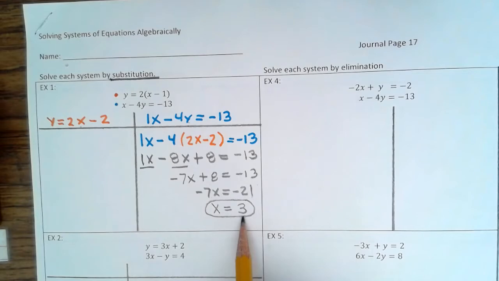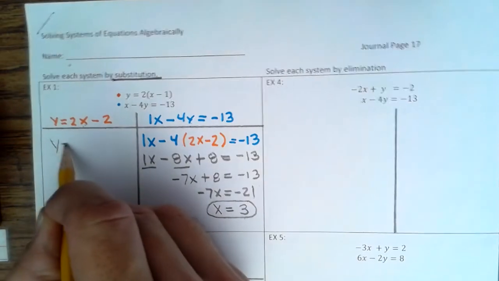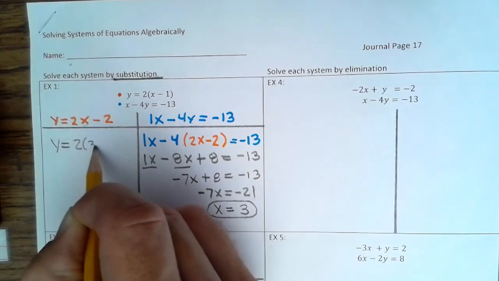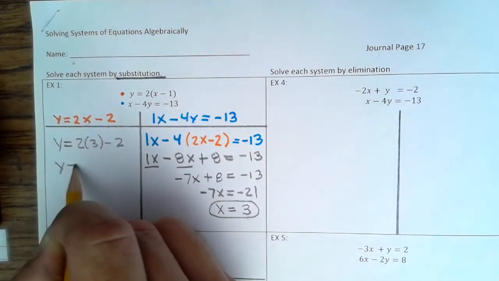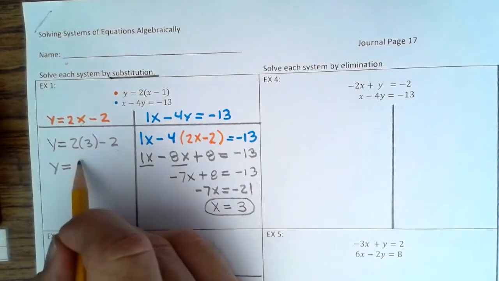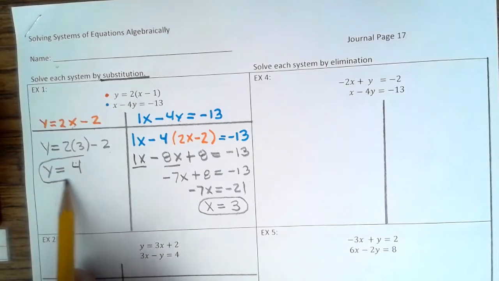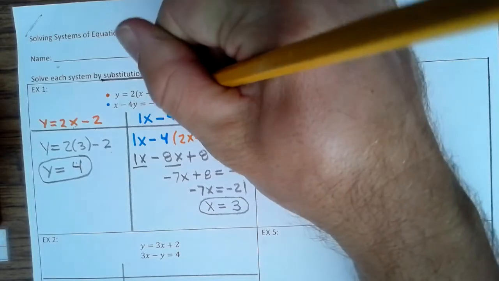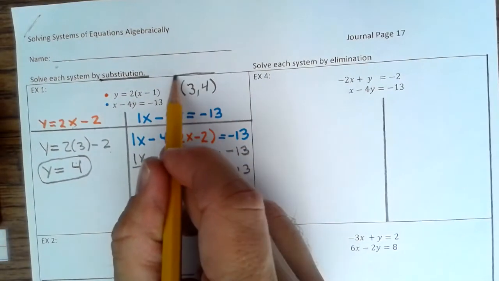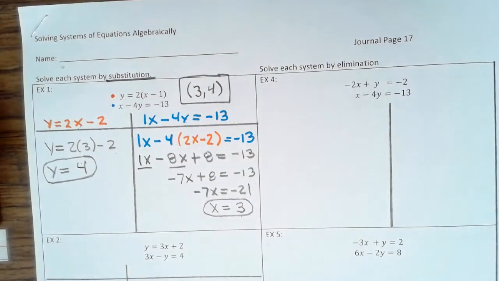Now we're going to substitute that 3 in for x into the equation on the left side. So y equals 2 times 3 minus 2. So 6 minus 2 is 4. So the solution is 3, 4.